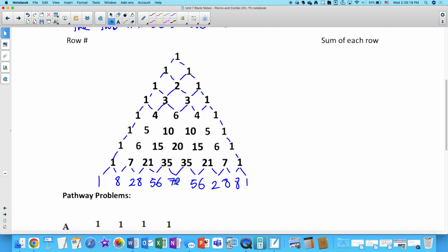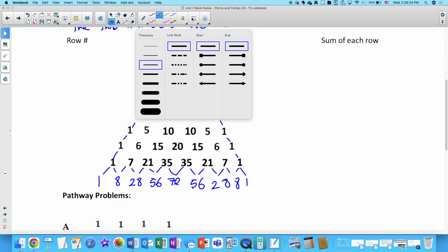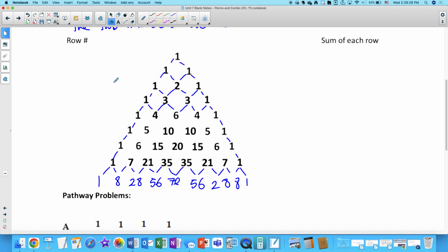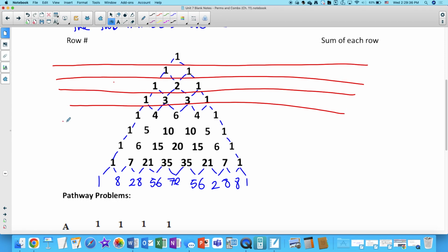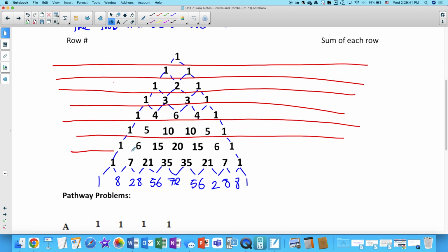Okay? So what I would like to do now is just sort of also pay attention to some other patterns that we might see. So I'm going to kind of make some horizontal lines here so that we can kind of look at patterns within each row as well, and chart this out a little bit. Okay, so this first row is row 1.